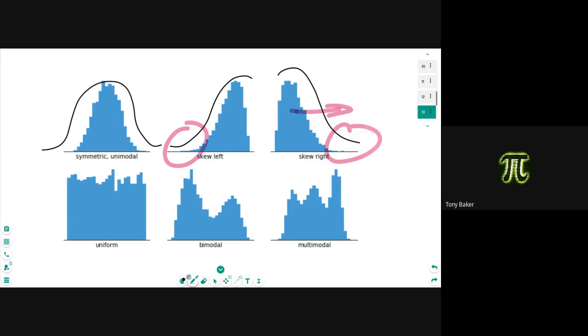So when you do your homework, because this is on the homework for this section, you're not looking where the hump is, you're looking where the tail is. Okay? So if the tail's on the left, it's skewed left. If the tail's on the right, it's skewed to the right. Does that make sense? Yes.